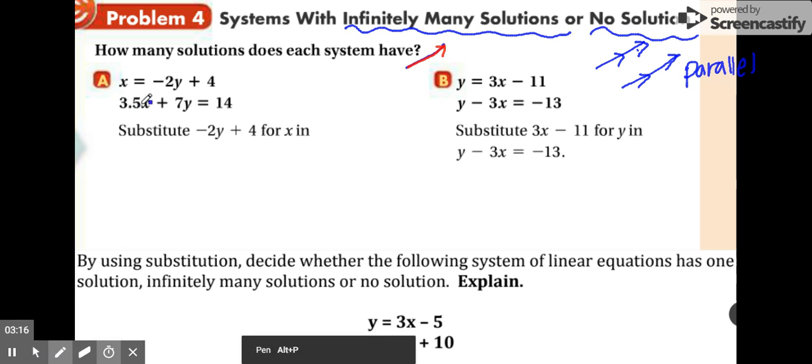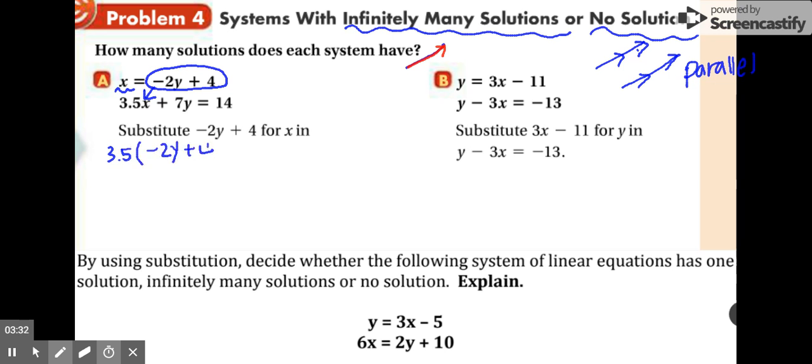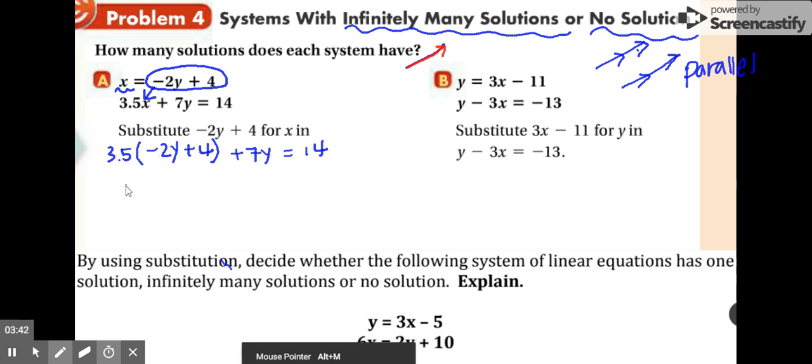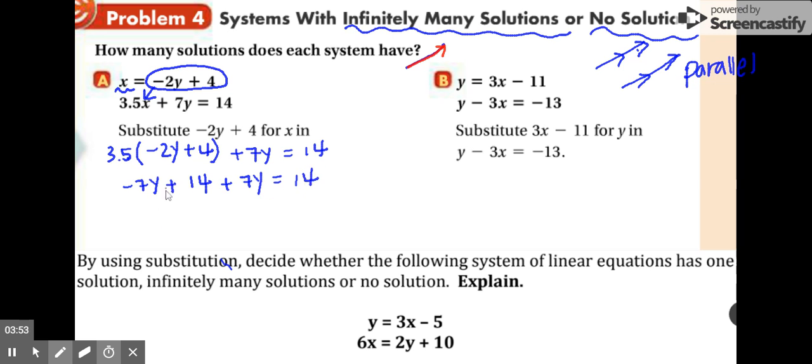So A. Now we're going to find a solution by substituting. The equation is solved for x, which means you can use this expression instead of x. So now let's plug in: -2y plus 4, plus 7y is equal to 14. So let's simplify this. 3.5 times -2 is -7y, and 3.5 times 4 is 14. It might take some time for you, but it's okay. Take your time and show your work on the graph.